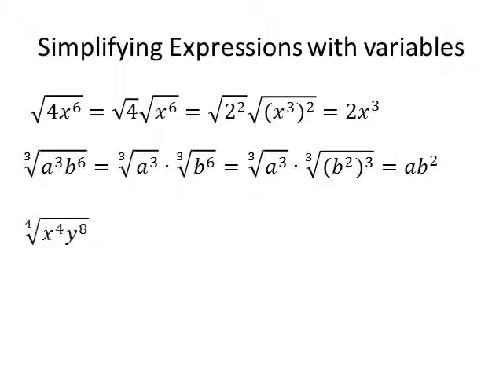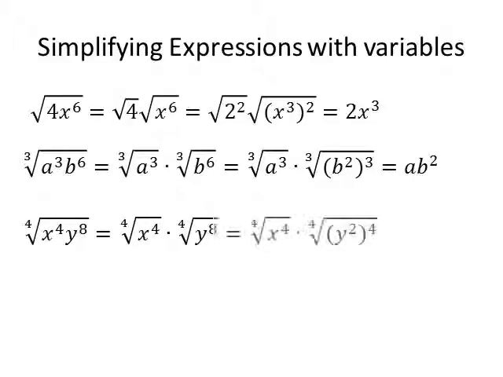One more example. If I had the 4th root of x to the 4th times y to the 8th, again I break it down into 2 separate things. That's y to the 8th in the second one, by the way. 8 needs to get broken down to something to the 4th power, and 8 is 2 times 4, so it's y squared to the 4th power. And now I can cancel out all the 4's, and I'm left with xy squared.